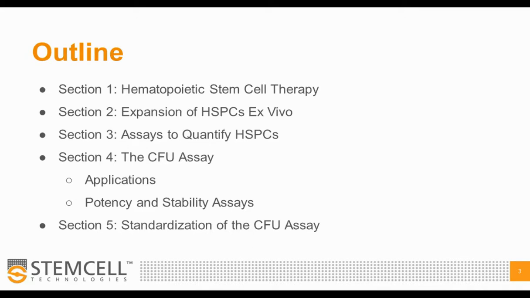Just to give you an outline of the sections we'll go through today, we'll start with hematopoietic stem cell therapy and do a bit of a review of the regulatory requirements in this space, then have a really short review on the applications of expansion of hematopoietic stem and progenitor cells ex vivo. We'll then really dive into the assays to quantify hematopoietic stem and progenitor cells. In more particular, in section 4, discuss the CFU assay, applications of the CFU assay, and especially applications when it comes to potency and stability. And then we'll end with a little bit of tips and tricks on how to standardize the CFU assay.